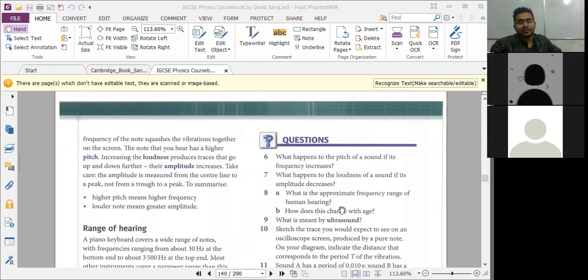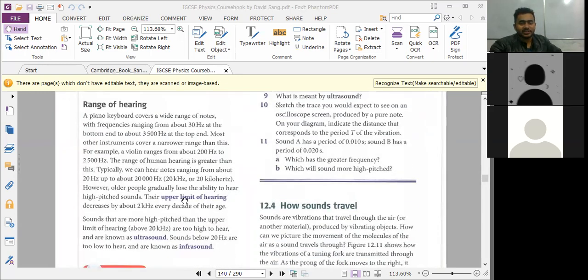How does this change with age? What happens as age increases? It changes. How does it change? Look at what is given specially here. Older people gradually lose the ability to hear high pitch sound. That is, the upper limit of the range. Their upper limit of hearing decreases by about 2 kilohertz every decade of their age. The human hearing range keeps decreasing by 2 kilohertz. 1 decade is equal to how many years? 1 decade. 10. Fatima, Afrin, 1 decade equals how many years?